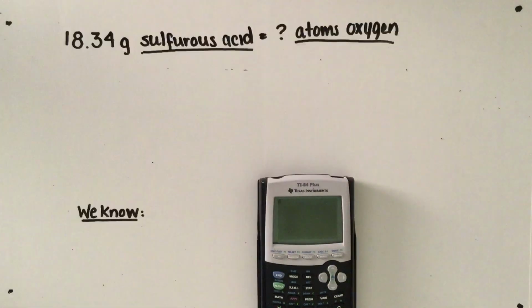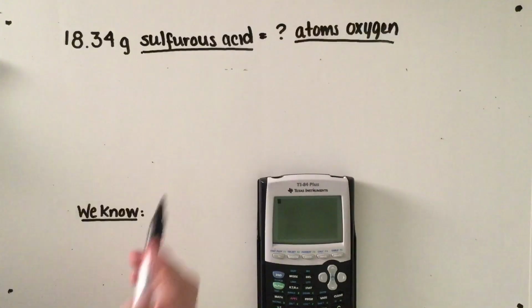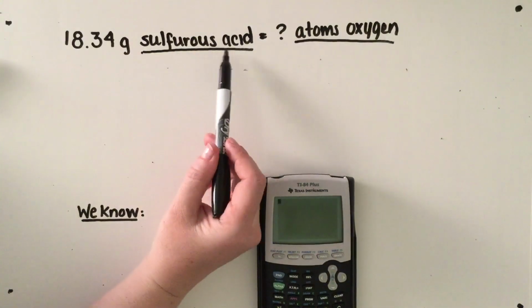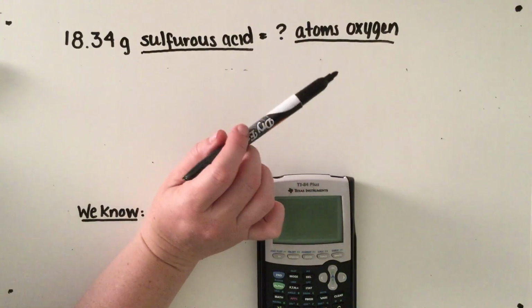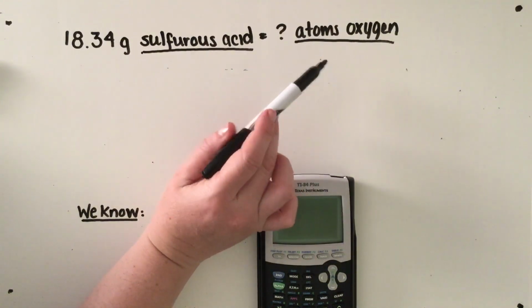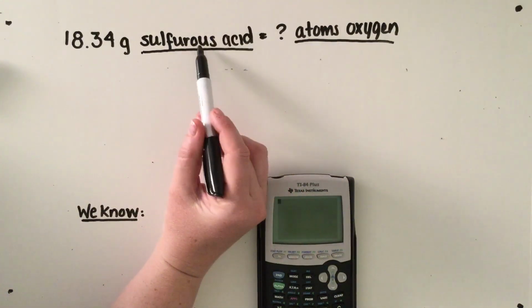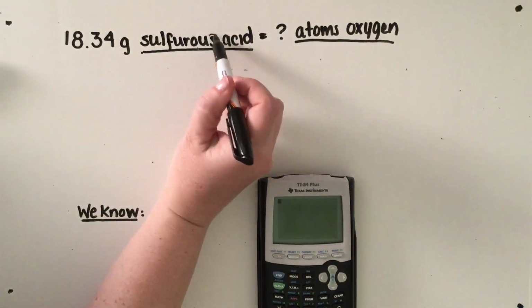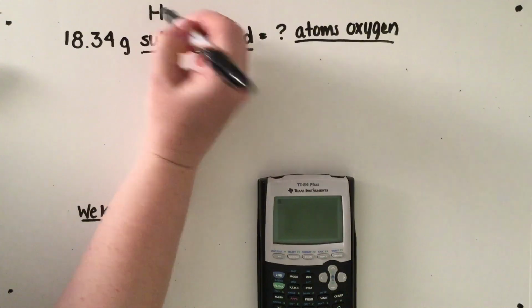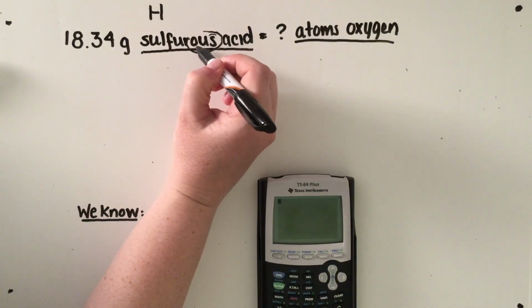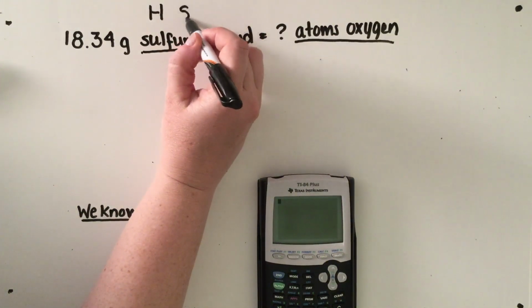Our next example is a little bit different because for the first time, the substance that we're starting with, sulfurous acid, is not the exact same thing as the thing that we're ending with, oxygen. Oxygen is actually one of the components within sulfurous acid. Remember, sulfurous acid would start with hydrogen and it would end with a polyatomic ion that ends in ITE. That would be sulfite.